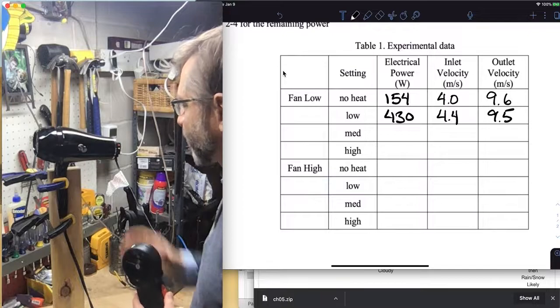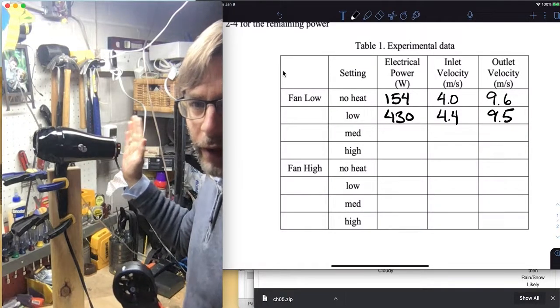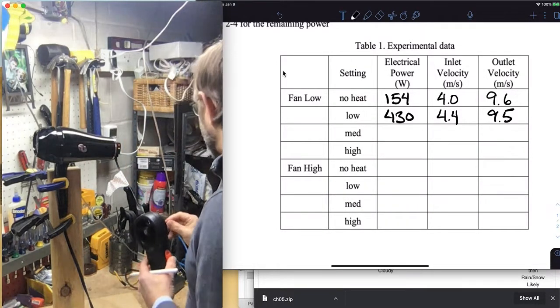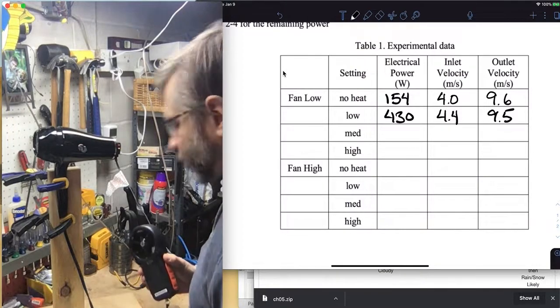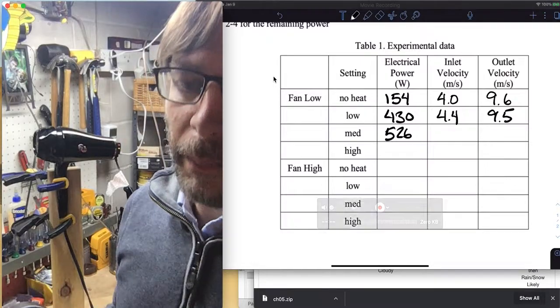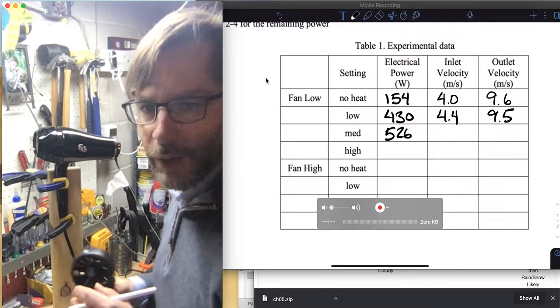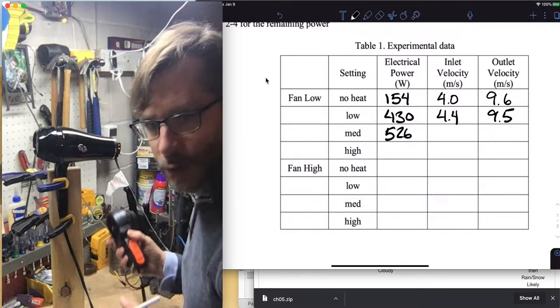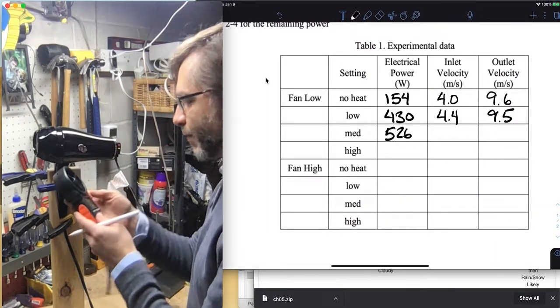All right, now it's pulling down a little bit more heat. You can feel the air is a little hotter coming out of it. We have 526 watts. Okay, got 526 watts, and I measure the velocities again. So inlet velocity.